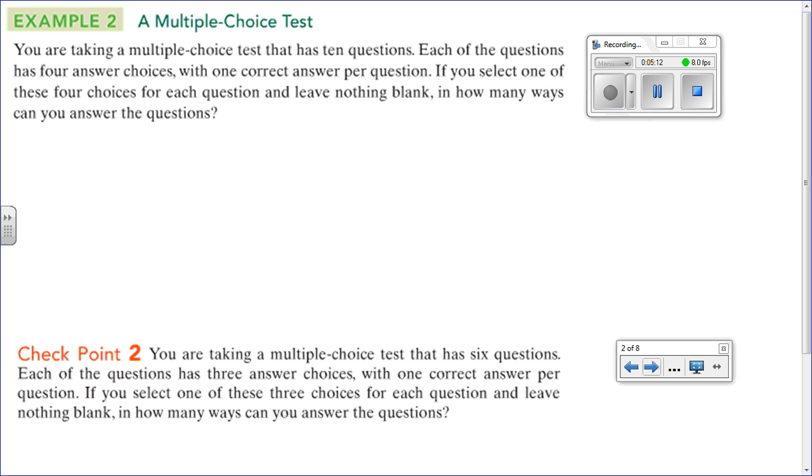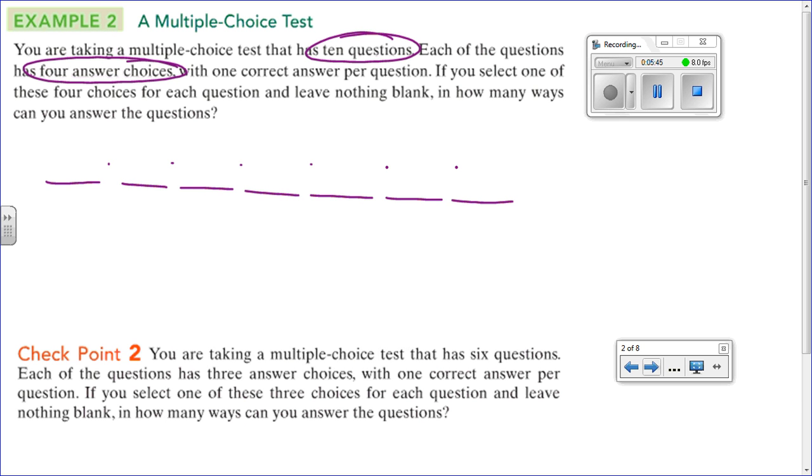All right, a multiple choice test. It has 10 questions. Each of the questions has 4 answer choices, with 1 correct answer per question. If you select one of these 4 choices for each question and leave nothing blank, in how many ways can you answer the test? So let's see, how many questions do we have? 10 questions. And then we have 4 choices, right?